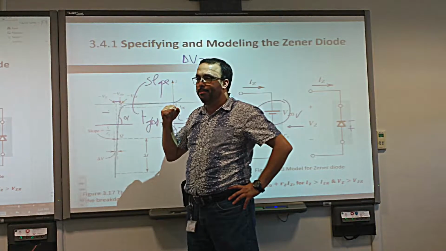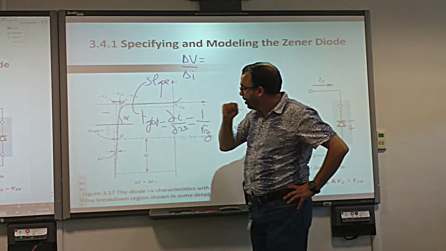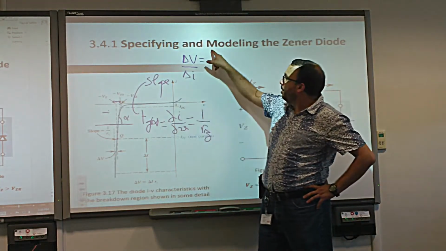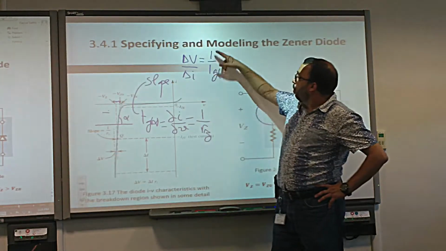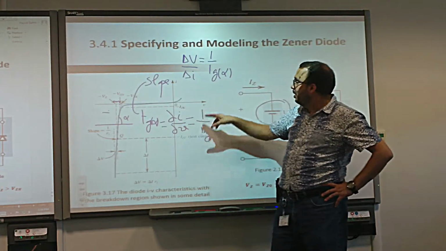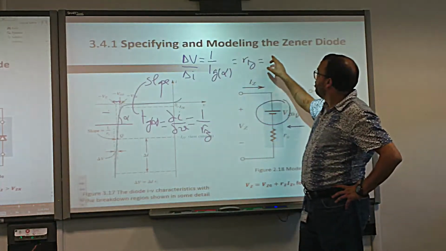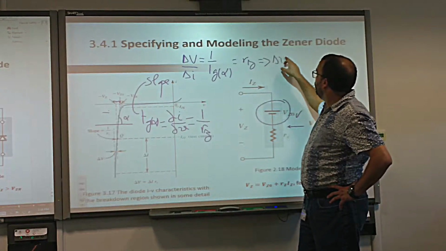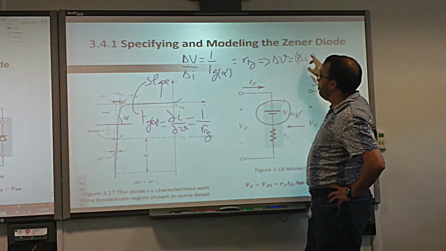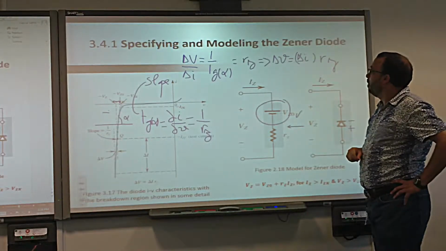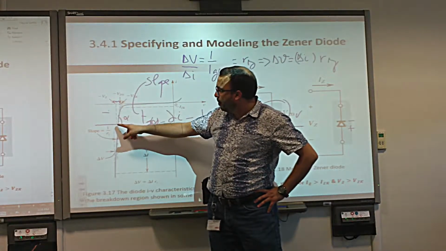But how do I calculate it? Remember that delta V over delta I is equal to what with respect to the tangent? It's 1 over tangent. Right or not? Yes. Equal to R. Exactly. 1 over tangent is equal to what? As you said, RZ. Yes or no? Yes. So delta V is equal to what? RZ times delta I. So delta V is equal to delta I times RZ.